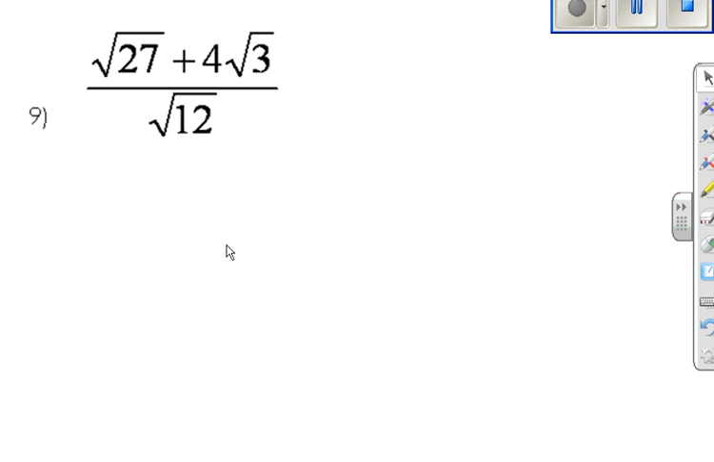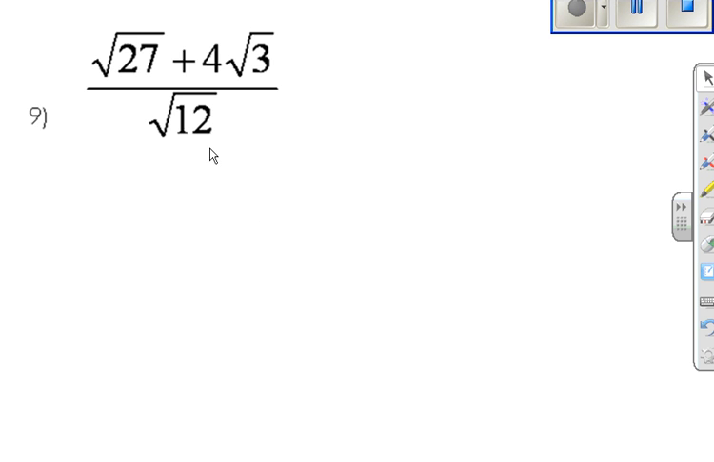Today we're looking at homework problem number 9 on the adding and subtracting radicals homework. This one is a little bit difficult because not only do we have some addition to do, we have a fraction. And they're asking us to add two terms here in the numerator of the fraction, and then we want to divide by radical 12.